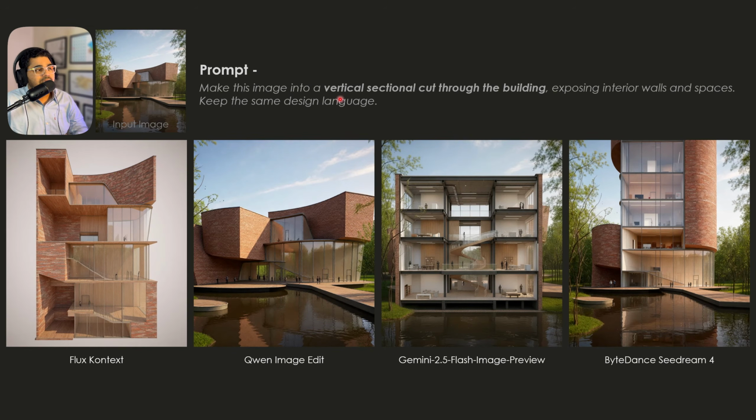And then in the next one, I'm saying vertical sectional cut through the building. All of them really failed here. This is not understanding the context. I don't know what's happening, but I'm going to give the win to FluxKontext because I see some resemblance. Maybe it has an underground thing. Who knows? So the win goes to FluxKontext.